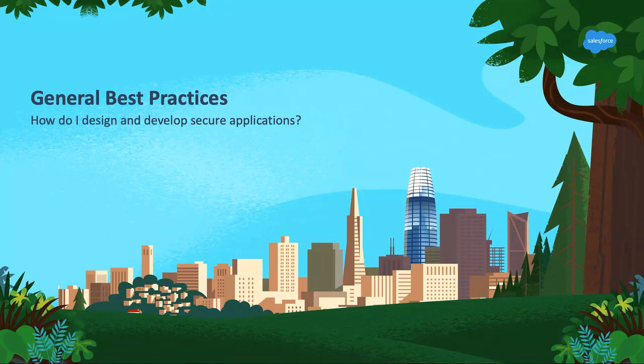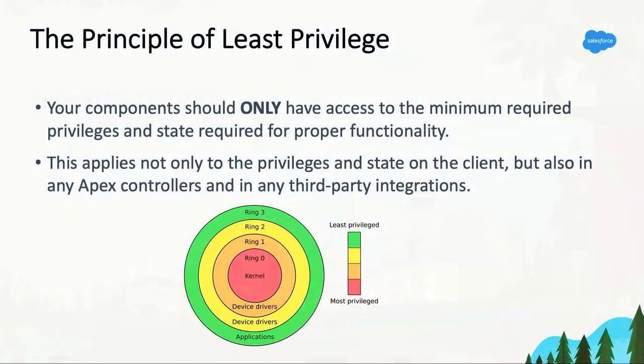Now we're going to move on to some general best practices since we have a little bit of time left. These are practices that you can apply not only to your LWC applications, but your Aura applications and almost any other type of application that you build. So you could call these engineering best practices or architecture best practices, whatever you want to call them.